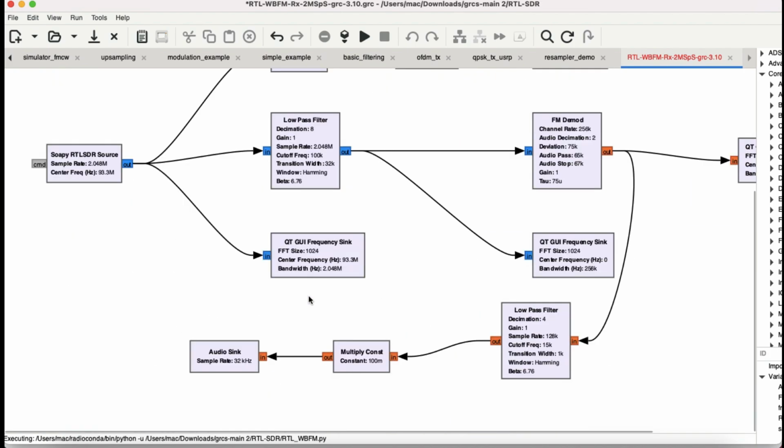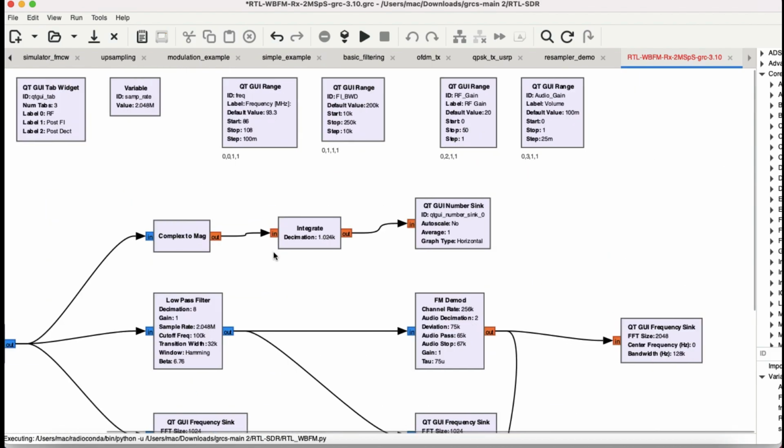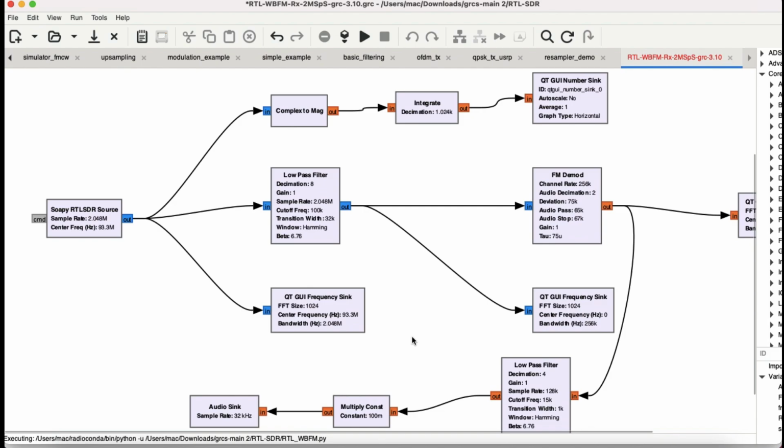You have to make sure you're following the sample rate. Once you decimate or interpolate, you have to change the sample rate manually in the blocks that follow. These are just controllers that allow me to change these values at runtime. You guys have probably seen where I have mounted my antenna.